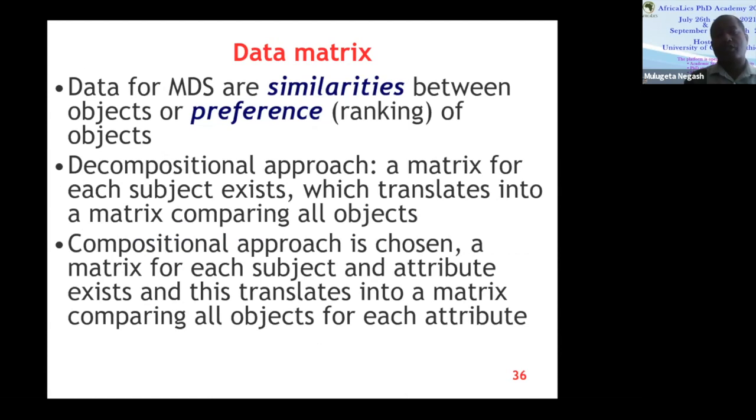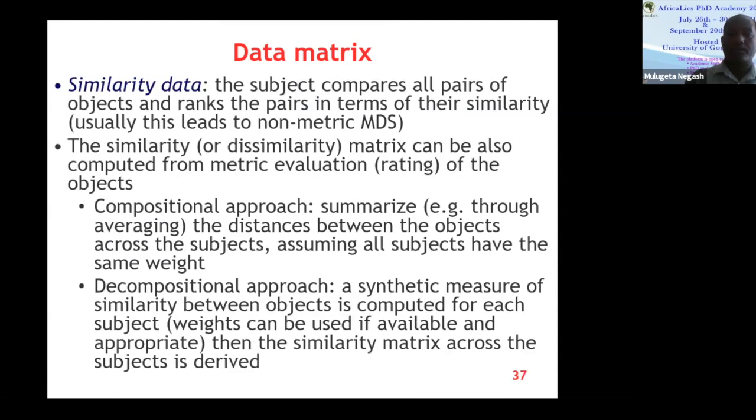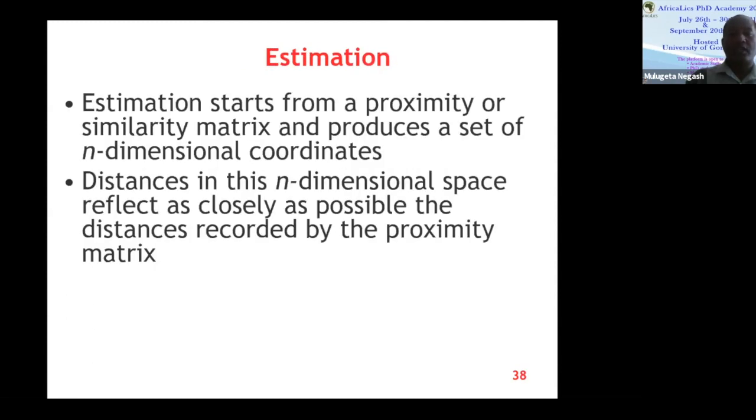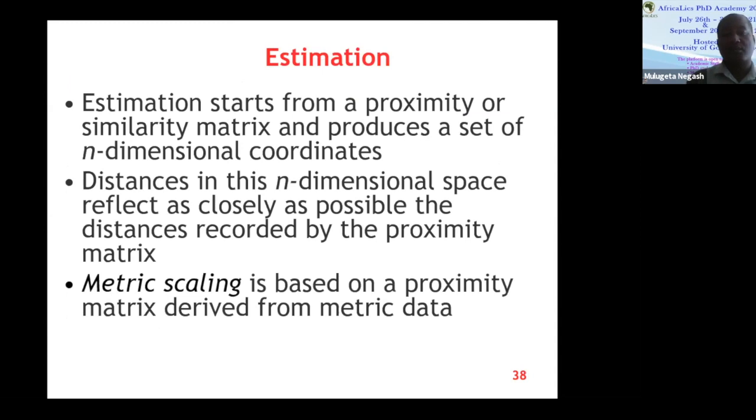In the decompositional approach, a matrix for each subject exists, which translates into a matrix comparing objects. If the compositional approach is chosen, a matrix for each subject and attribute exists, and this translates into a matrix comparing all objects for each attribute. And we have said compositional, decompositional approach. And the other is estimation. Estimation starts from a proximity or similarity matrix and a procedure associated with n dimensions.